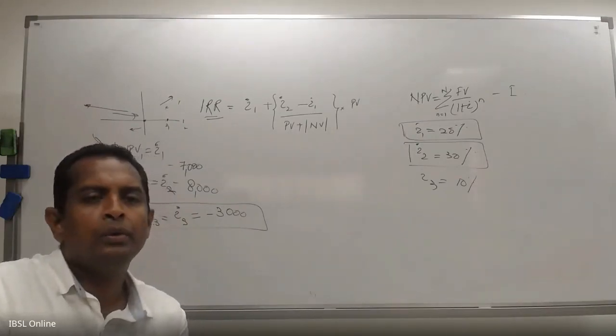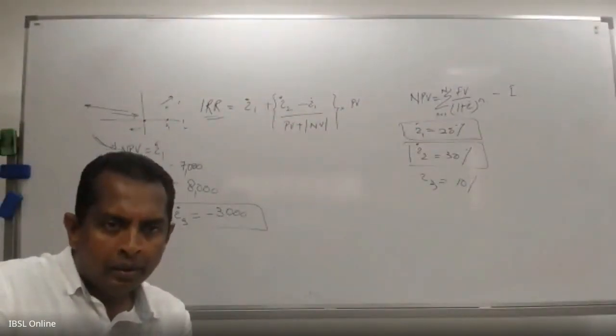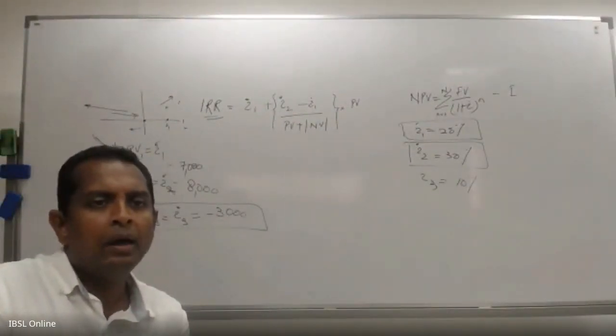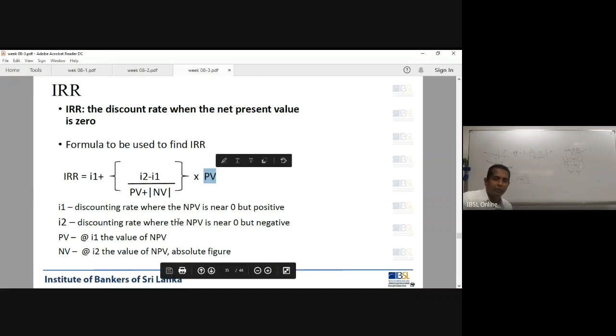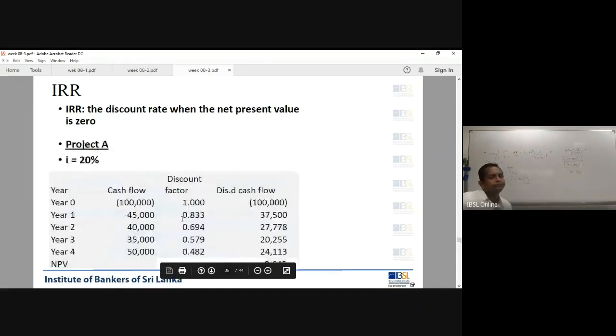So you use this formula. This is the discounting rate where NPV is positive but near zero. This is negative but near zero. This is the positive value of NPV. This is the negative value. You don't take the negative sign, you just take the value itself. That's why these two lines are called absolute value, multiplied by the positive value. It will give you IRR.